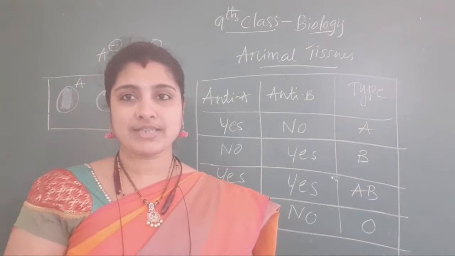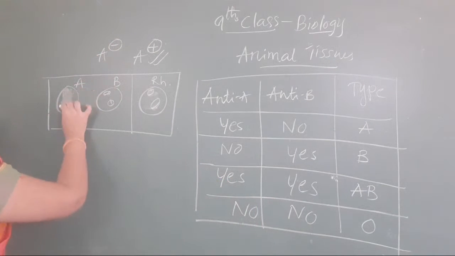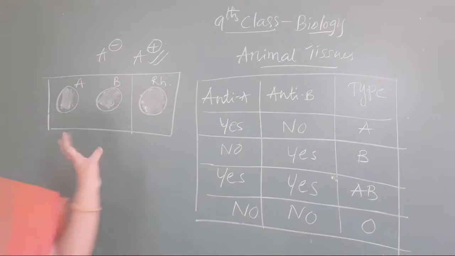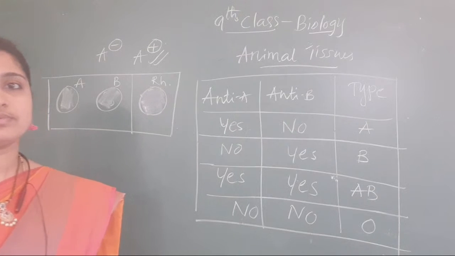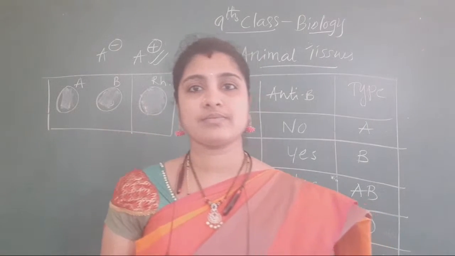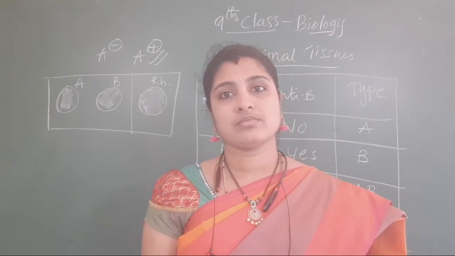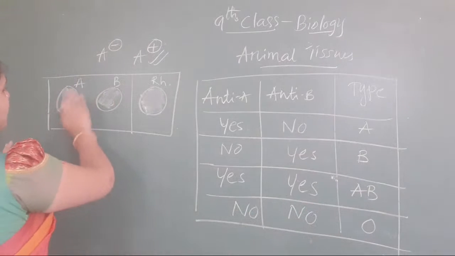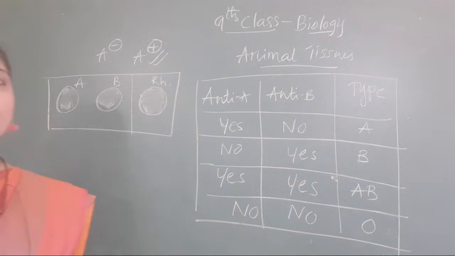If your blood group is AB positive, you will see clumps in all of them. Only clumps, formation of clumps. Understand? And O positive, it is the opposite: no clumps you will notice. No clumps, that is O positive.